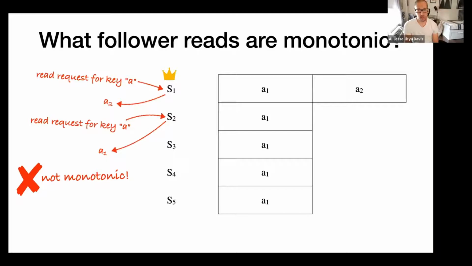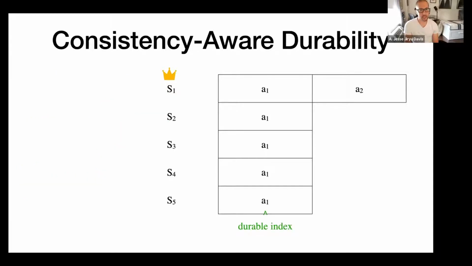And this is where the protocol from this paper, consistency-aware durability, comes in. In CAD, we've got this idea of a durable index. The leader keeps track of this index, and it's the log entry that all of the followers have replicated. The leader keeps track of how recently each of the keys was updated, and it also keeps track of the durable index, so it knows whether some keys, their latest updates are durable, and then some keys, like A here, their latest update is not yet durable.